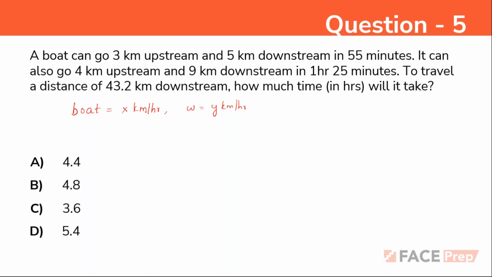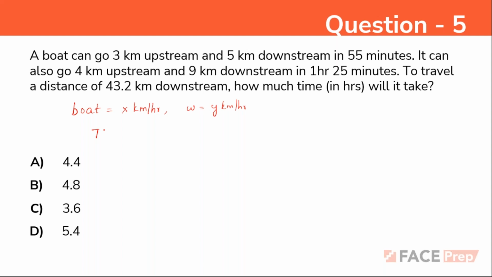Now I need to find the time taken. So time taken is distance by speed. So what about the distance? It is 3 km upstream. And what is the speed over here? Since it is upstream, x minus y, right? Similarly, the next one, 5 km downstream, so x plus y. So for this, it will be taking 55 minutes, right? And convert it into hours. 55 by 60, which is 11 by 12.